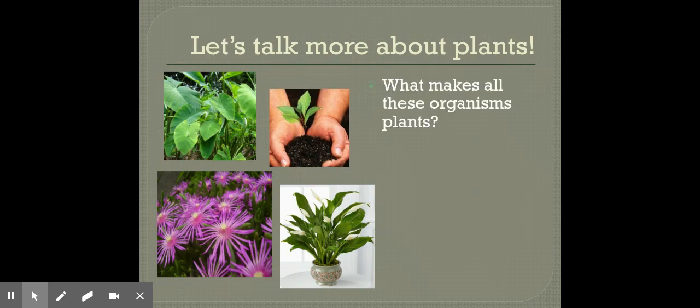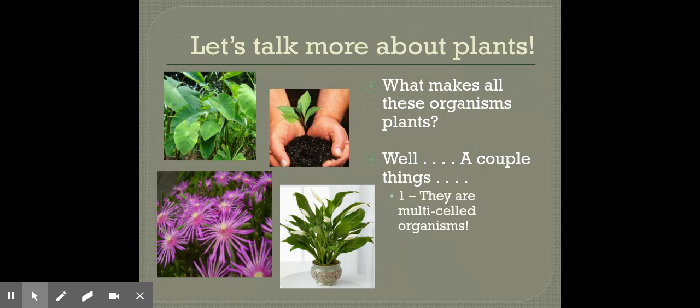So, what makes all these organisms plants? A couple of things. They are multi-celled organisms. That means they have more than one cell. So we learned about cells a couple days ago. Plants have several cells that make them up. Remember, cells are usually very tiny. We wouldn't be able to see a plant cell unless there were a whole bunch of them together, and that's what makes up the plant.